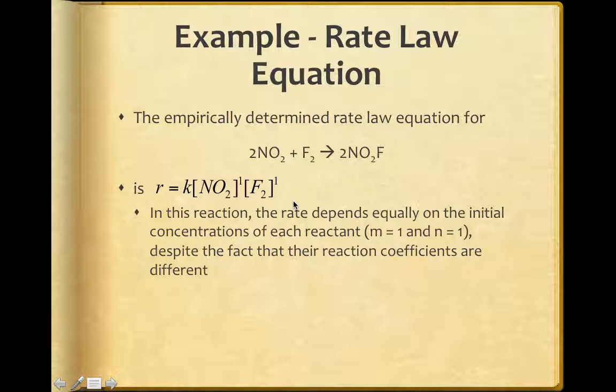In this, the rate depends equally on the initial concentrations of each reactant, where M is equal to 1, which refers to the order of the reaction with respect to NO2, and N, which is the order with respect to F2, was also 1. Now notice that even though we look at our balanced equation and have 2NO2 and F2, the coefficients do not come into play. Through experimentation, scientists have found that the concentrations of NO2 and F2 both have an equal impact on the overall rate of this reaction.